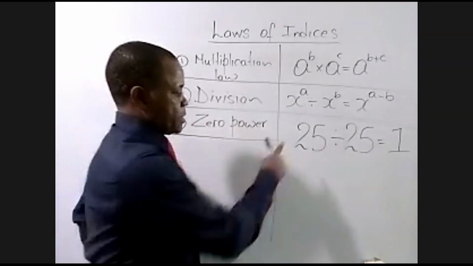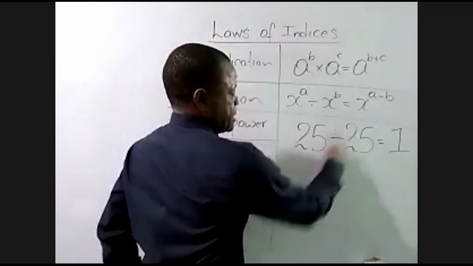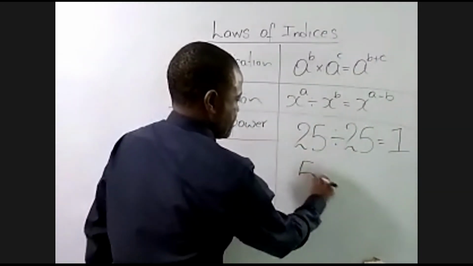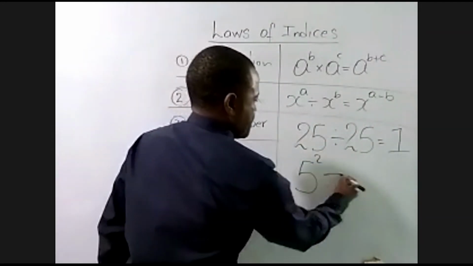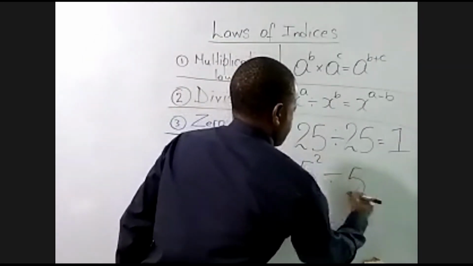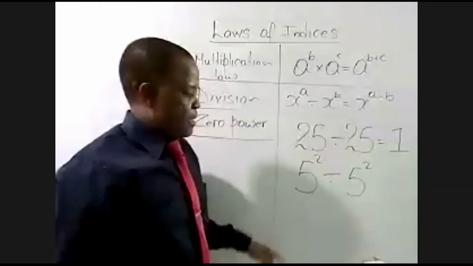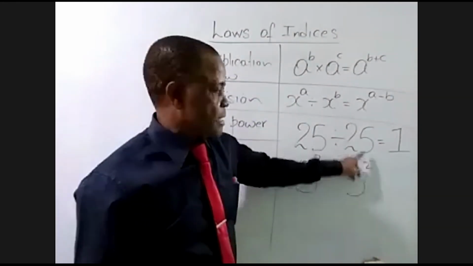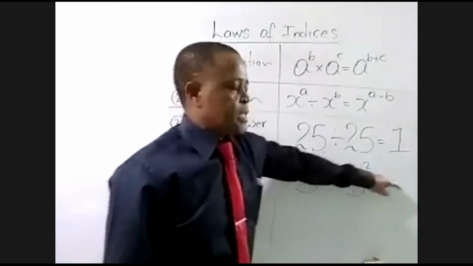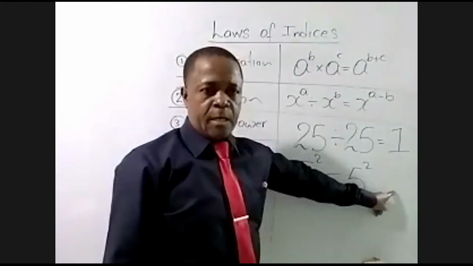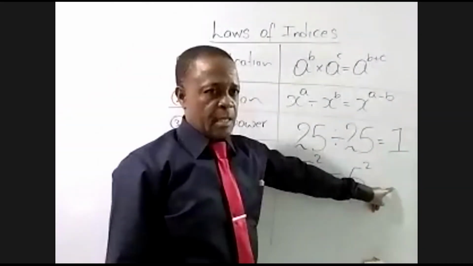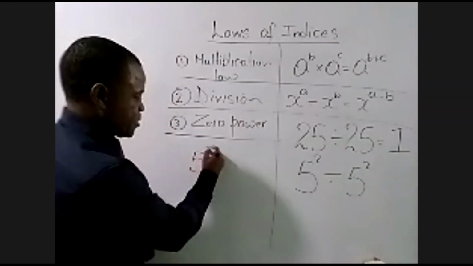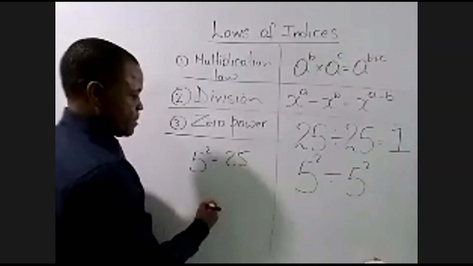Now, notice here, we're going to rewrite these in their index form. So 25 is the same thing as 5 squared divided by 5 squared. Now, 5 squared is the same thing as 25. So anything that I get for my answer here must be the same thing as 1. I'm saying 5 squared is equal to 25. Good?